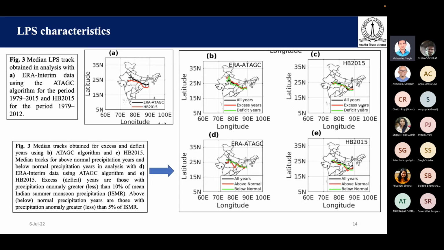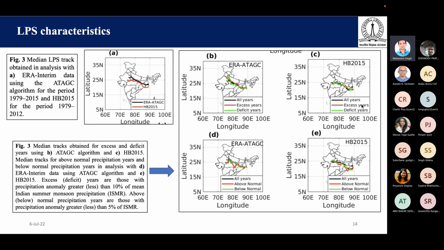And here the next picture shows that the blue one is the ATUGC track, median track, the red one is for excess years, median track, and the green one is for deficit years. Here we can see that when it is an excess year, the track is slightly shifted towards the north, but for the deficit year it is slightly shifted towards the south. But in the HV15, there is no significant shift in any of that.